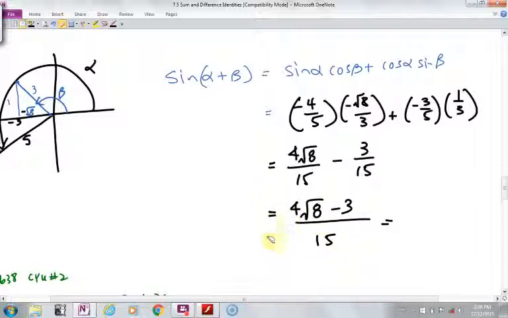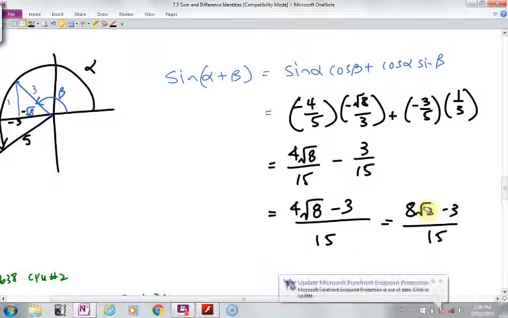Any ideas? We wouldn't leave the root 8, because root 8 gets simplified to 2 root 2. So we'd have 8 root 2 minus 3 over 15, and that would be the final answer in simplified form. We do want it simplified, but you'll see it in this form here. Okay?